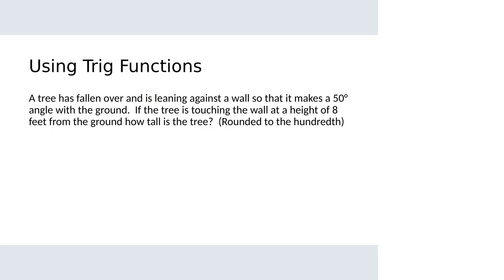All right, I mentioned that drawing a picture is going to be really important because not all our problems are going to be you're given a right triangle. Sometimes you're going to see something like this, and we're going to have to go from these words to a picture to an equation. It's okay, a little bit of practice, and we'll read the question multiple times. A tree has fallen over and is leaning against a wall so that it makes a 50-degree angle with the ground. If the tree is touching the wall at a height of 8 feet from the ground, how tall is the tree?